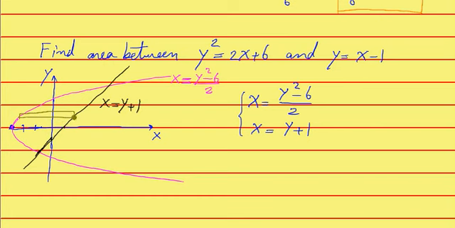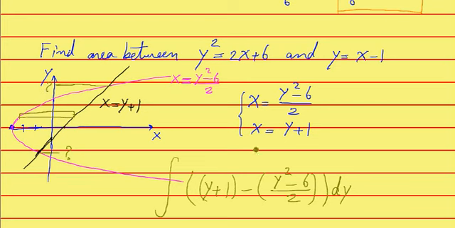Okay, so slicing horizontally, we have a dy for the thickness. Now I have to find the height of it. X at the right is y plus 1. X at the left is this, y squared minus 6 over 2. So this is the length, that's the width. Now I have to integrate. Next challenge is integrate from where to where. So here's a question. Where is the start and where is the end?